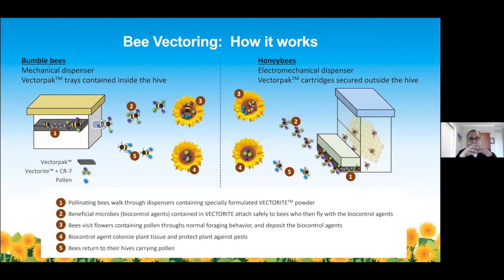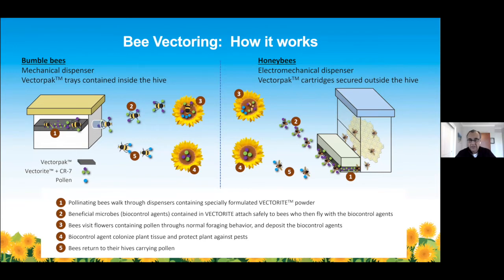How does our technology work? It's very simple. We have our biological control agent, which is formulated into a special powder called Vectorite. And the Vectorite powder is placed in trays which are strategically located near the exit of the beehives. We have a solution for bumblebees and one for honeybees. And in both of these systems, when the bees are leaving the hive to forage for their food source, which is the pollen and the nectar in the crop, they walk across a tray containing the Vectorite powder, pick it up in their bodies, and fly with the Vectorite to the crop.